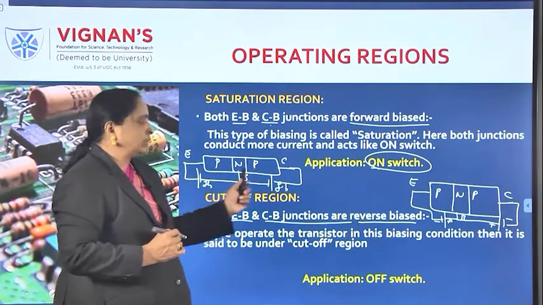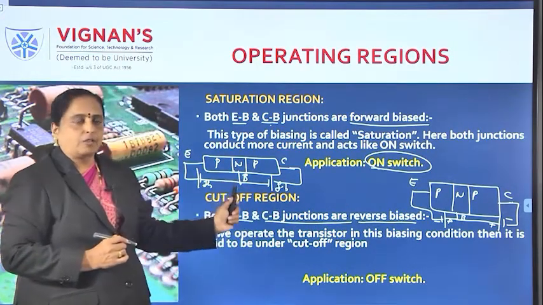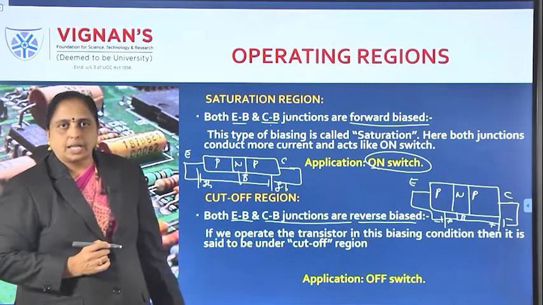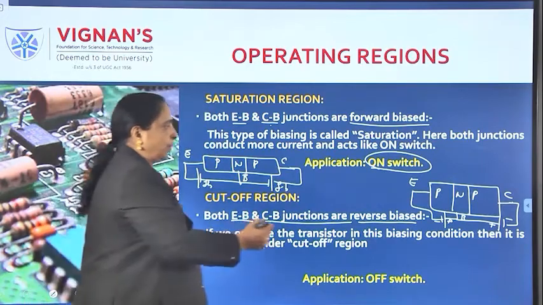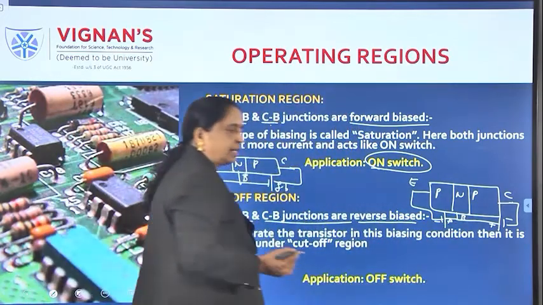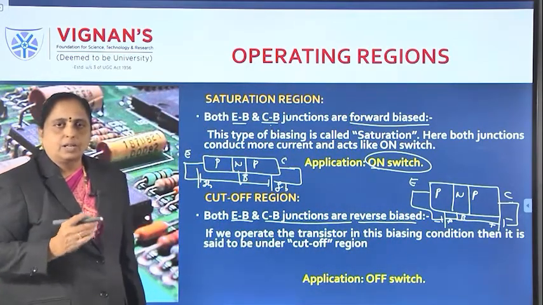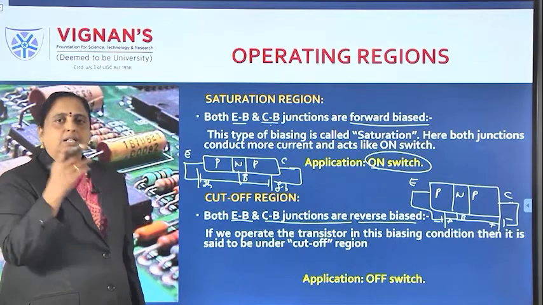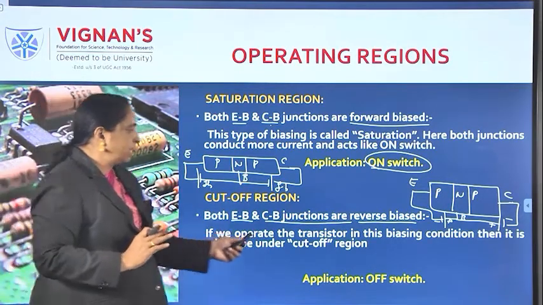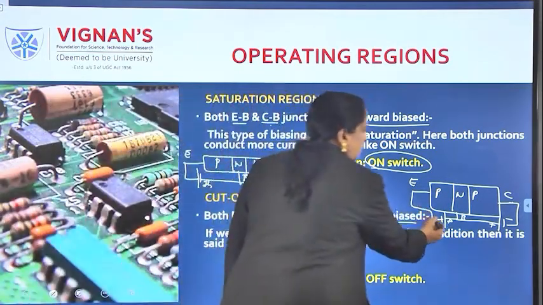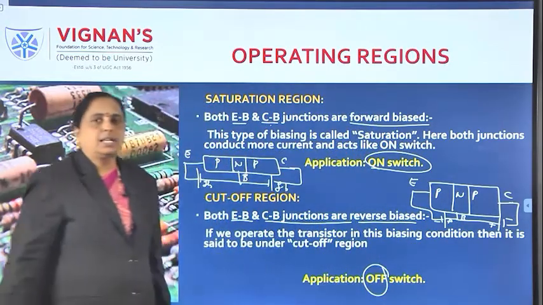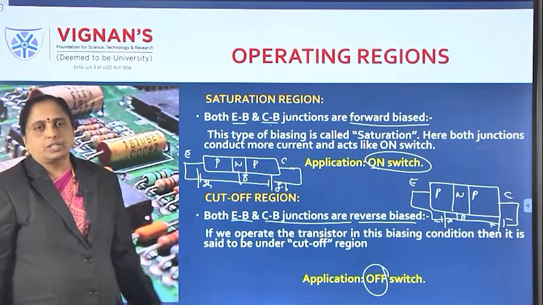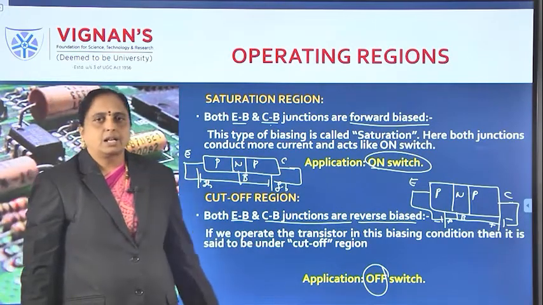So if both the emitter and collector junctions are forward biased, this is known as the saturation region, where it can be used as an on switch. And if both junctions are reverse biased, you know that if you take an ideal diode and it is reverse biased, the current is 0. If both emitter and collector junctions are reverse biased, we can say it is an off condition, or it can be called an off switch.